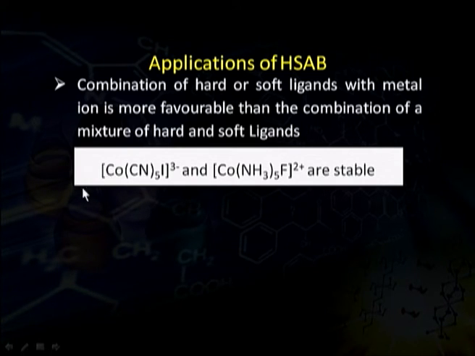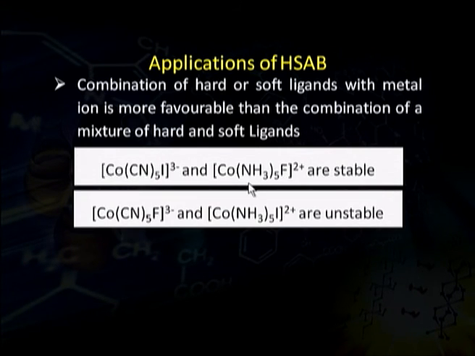Like we have this particular complex where cobalt is attached to cyanide and iodide, and in the second complex we have cobalt attached to ammonia and fluoride. These two complexes are stable because cyanide is a soft base and iodide is also a soft base, whereas ammonia is a hard base and fluoride is also a hard base. Since cobalt is attached to similar kinds of species, that is, both are either hard or soft, these two complexes would be stable.